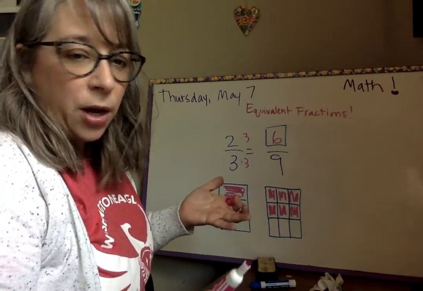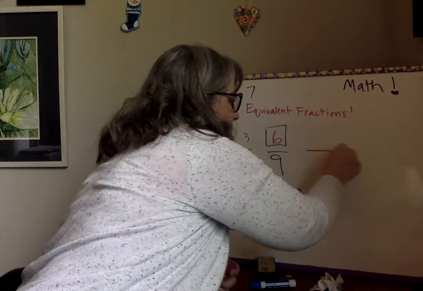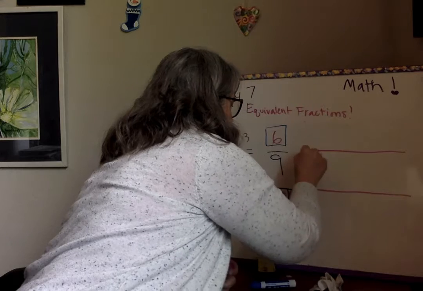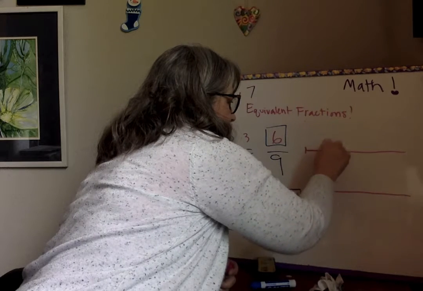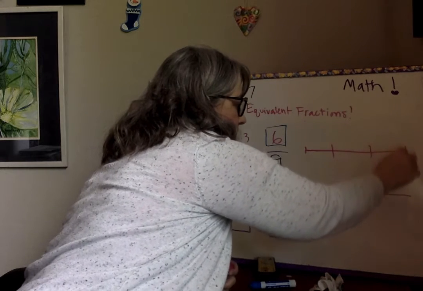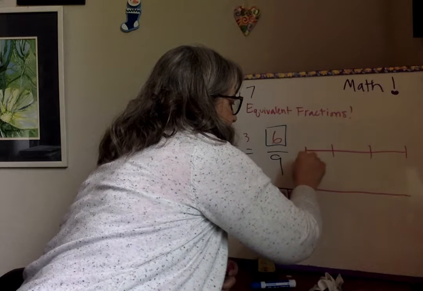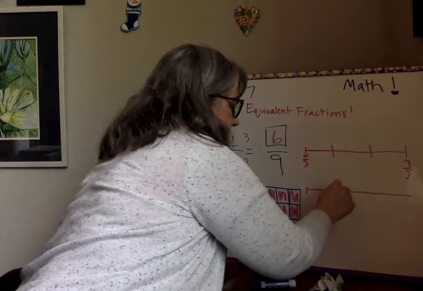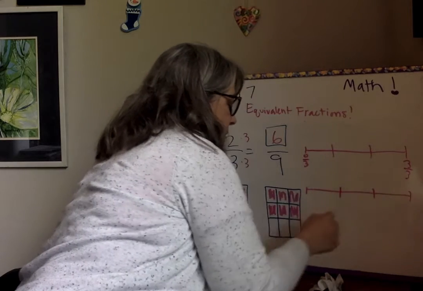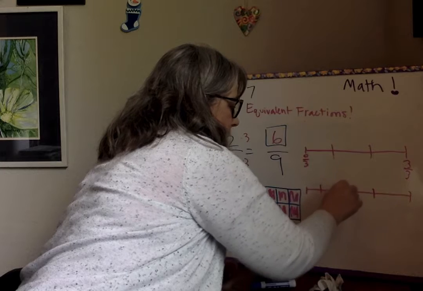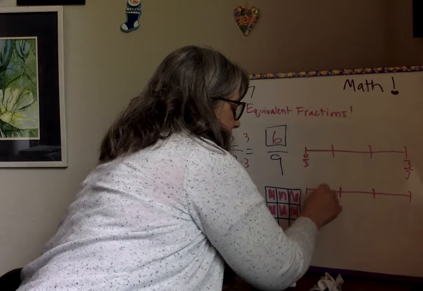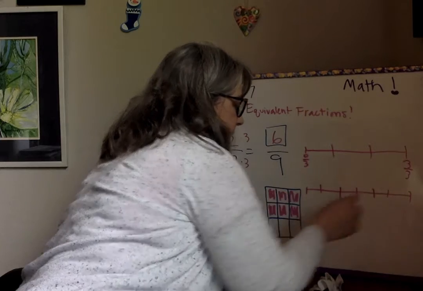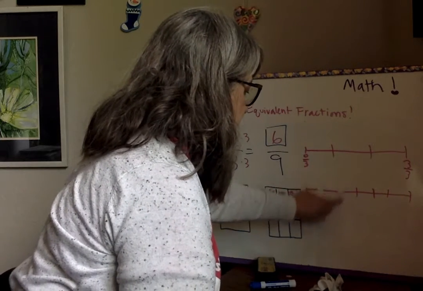Now again, can we draw a number line? We can. We absolutely can draw a number line. So here, we're going to divide this into thirds. 1, 2, 3. And now we're going to divide this. I don't know if that's going to work. 1, 2, 3, 4, 5, 6. Those have to be smaller. Sorry, friends.